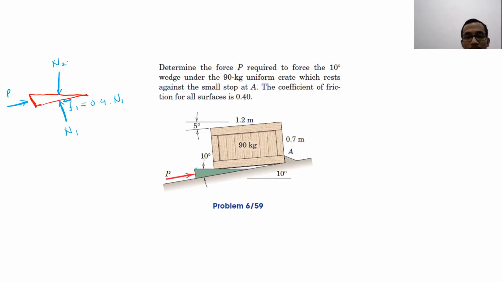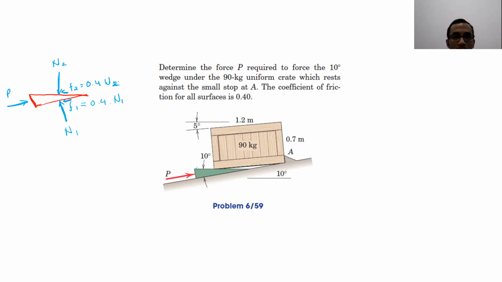The movement is going to the right, right? So the friction force is supposed to be to the left as well. Friction force 2 is supposed to be 0.4 of N1 as well. Okay, do you get it? Is it N1 or N2, sir? Sorry, N2. This one is supposed to be N2, yes. Thank you.